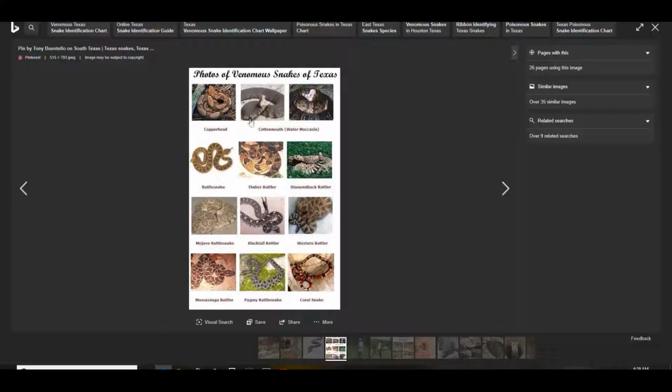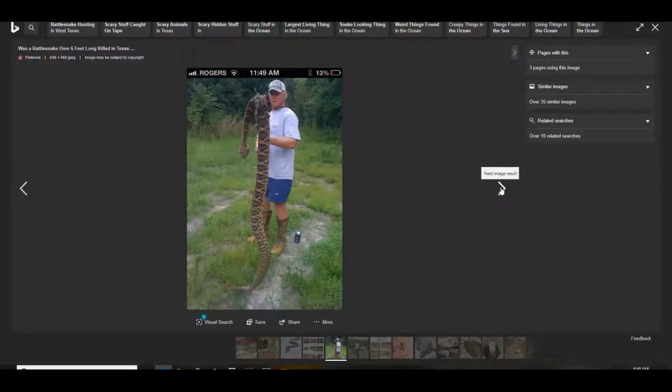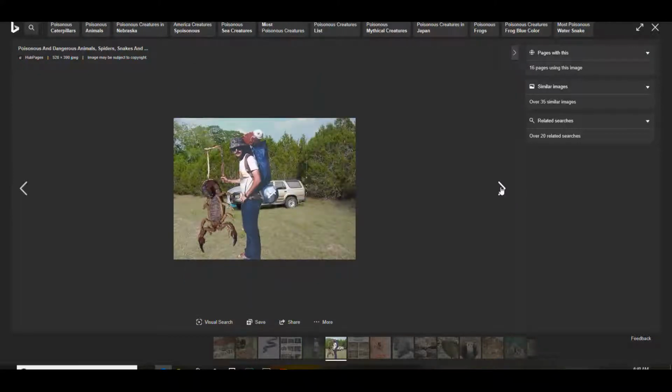These are some venomous snakes here in Texas. You got a copperhead, cottonmouth, or the same as a water moccasin, a rattlesnake, timber rattler, diamondback rattler, Mojave rattlesnake, blacktail rattler, western rattler. I don't even know how to pronounce that rattler. A pygmy rattlesnake and a coral snake. Ooh, I'd stay away from them. Oh wow, that is one humongo snake. What in the world? That's a fake picture. That's a scorpion, but that's fake.